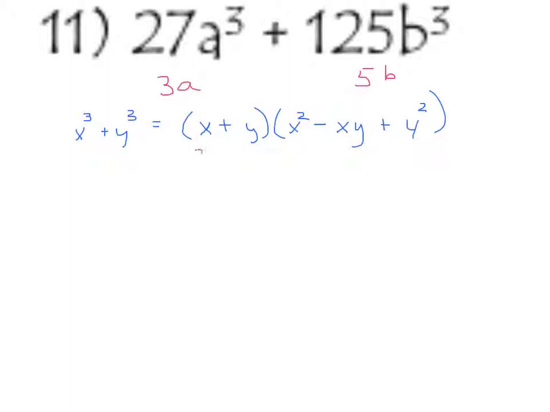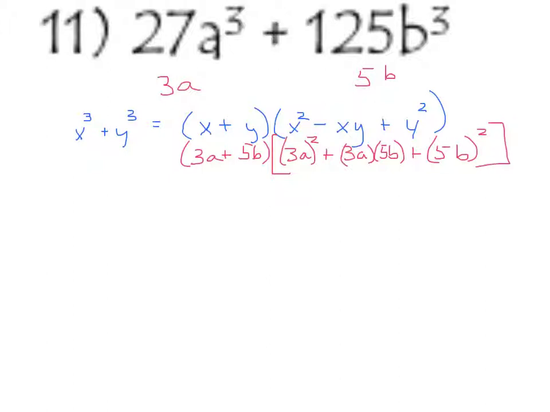So we write 3a squared and 3a here for x. And then we write 5b everywhere we see a y. So there's 5b. And then we write a 5b here and a 5b squared here. Now you're going to want to use brackets around that because you have a lot of parentheses inside. So let's rewrite it. That equals 3a plus 5b.